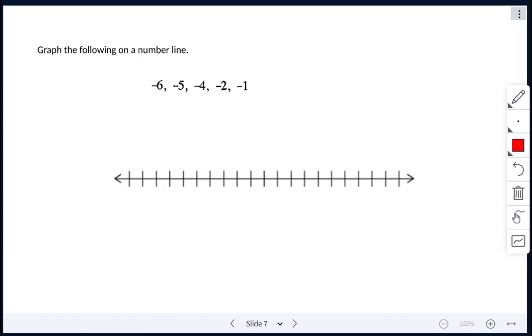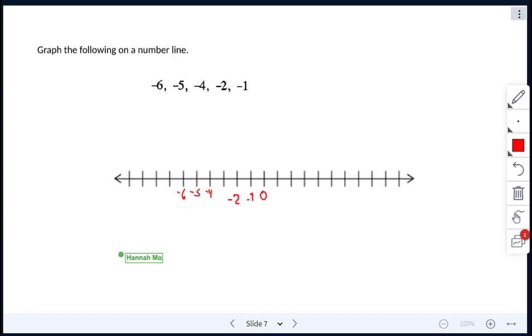Next here we have the following integers, and we need to graph them on a number line. I'm just going to put, let's call 0 here, and let's get these graphed. Looks like they're all negatives.